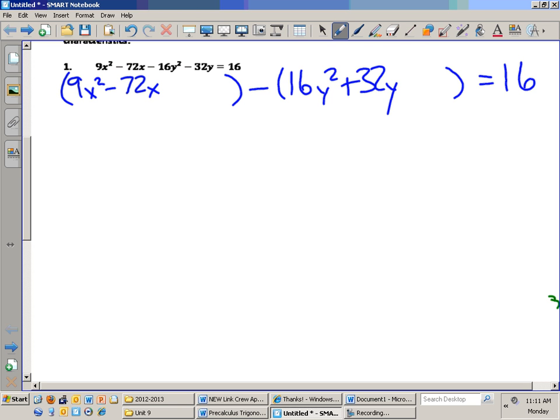equals 16. Now why did I make that a plus 32y? Because I have the negative out front. So when I complete the square, for a hyperbola, I like to have my x's on one side, my y's on that same side, and all my constants over on the other. So if I complete the square, what should I factor out of here first? A 9. And out of the second one, a 16.